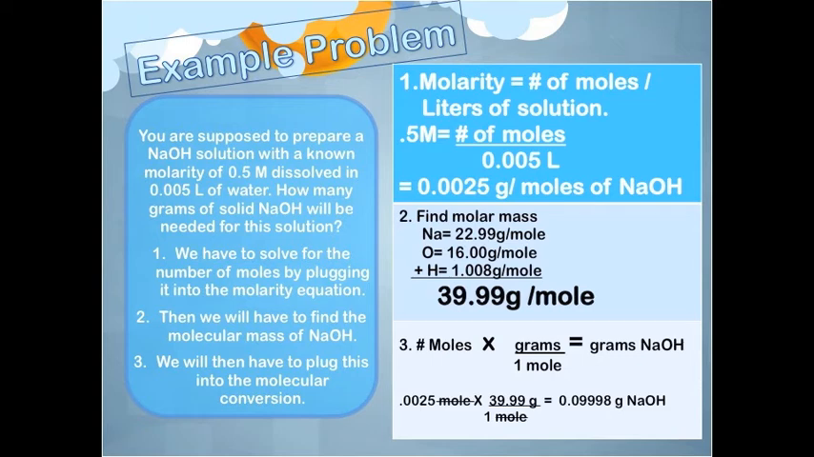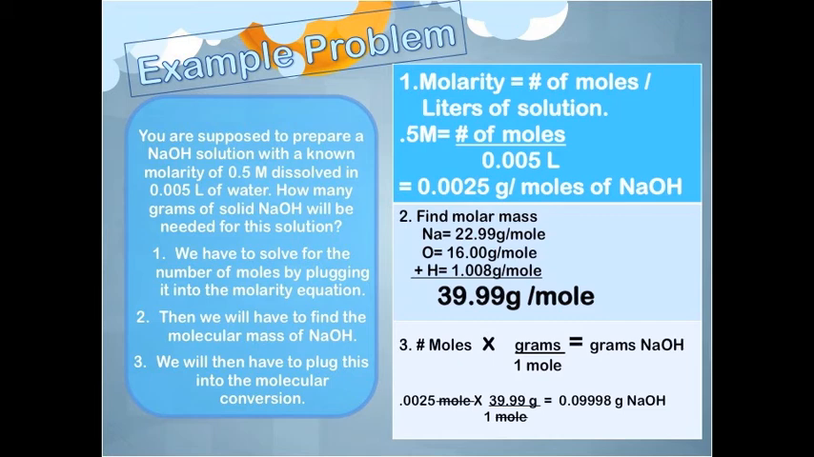We will now be doing a sample problem to help you better understand the concepts mentioned in lab. In this sample problem, you are told to find the grams of NaOH, or sodium hydroxide, that would be needed to make a solution that has a molarity of 0.5 dissolved in 0.0005 liters of water. The first step is to plug these values into the molarity equation. We get 0.5 moles per liter equals number of moles divided by the 0.0005 liters of water. This gives us a value of 0.0025 moles of NaOH.